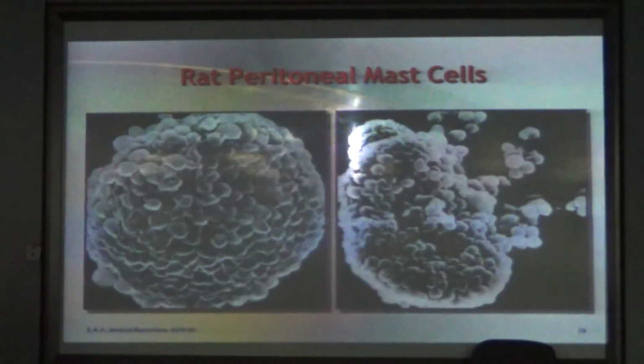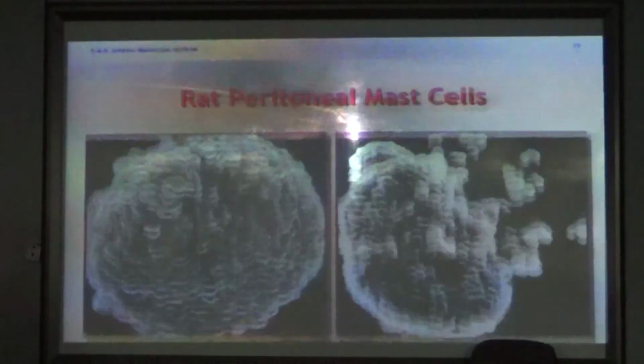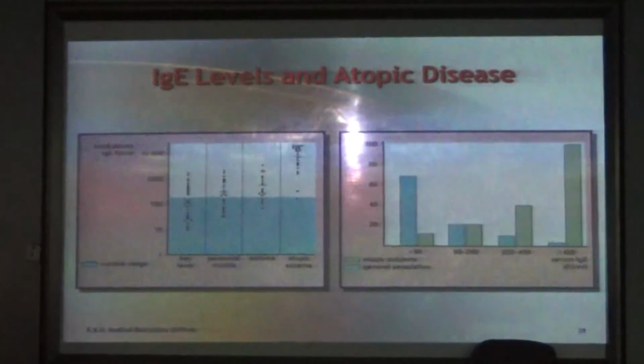This is what a rat peritoneal mast cell is. This is degranulation of the mast cell, release of histamine and vasoactive amines. Again, as I told you, I'm not going to go through this. Serum IgE levels are very high.